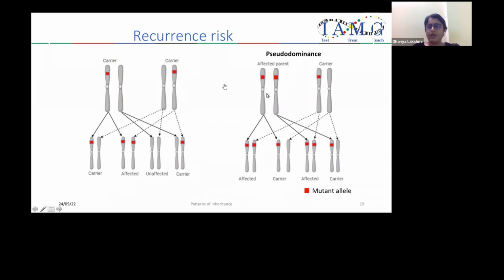And if there is an affected parent who already has a biallelic variation causing a recessive disease, and that parent has an offspring with another individual who is a carrier for this same condition, 50% of their offspring will be affected and 50% of their offspring will be carriers. This phenomenon is known as pseudo-dominance. Some of the common examples for autosomal recessive conditions include spinal muscular atrophy, beta thalassemia, etc.